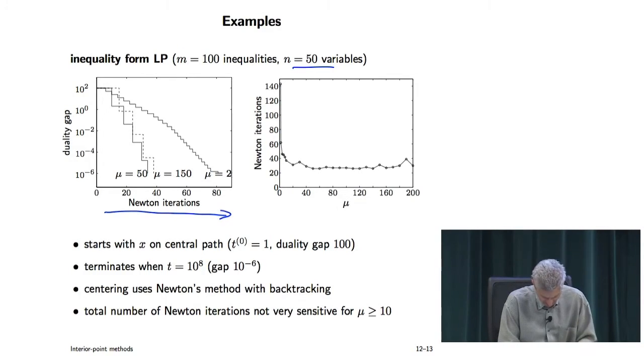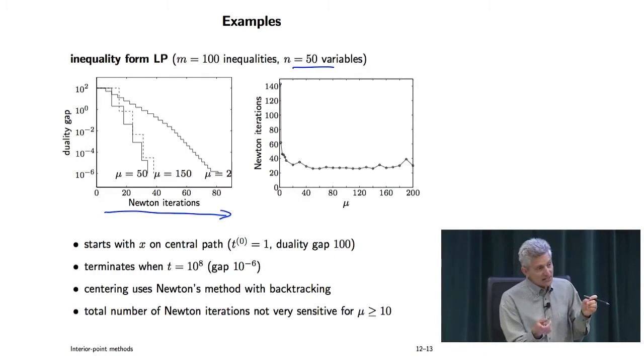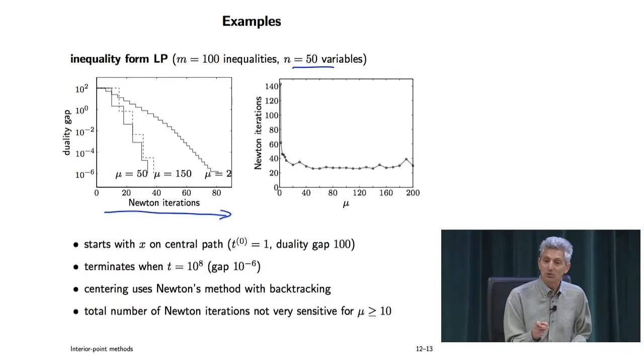So let's look at this one. This one that's 20, that's like 8 Newton steps, right? This is for mu equals 50, and that's for mu equals 150. Now the height of one of these stairs is when you finish centering, you reduce the duality gap always exactly by a factor of mu.